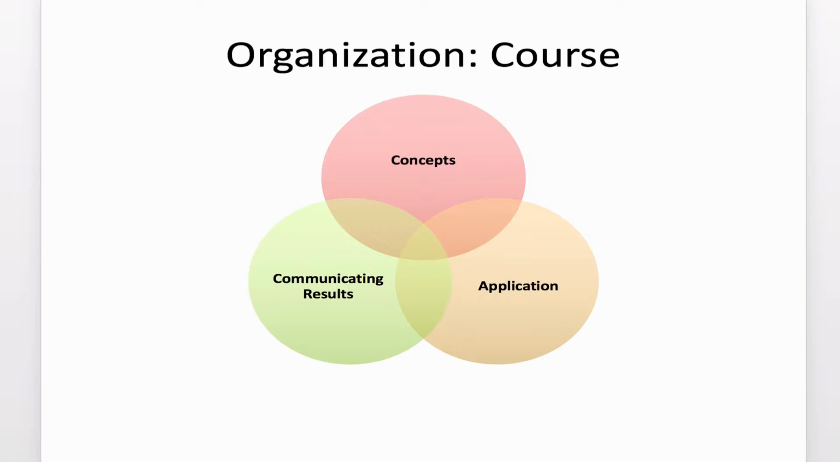There's one way to look at the organization of this course in terms of 3 constructs. One is the statistical concepts: measures of central tendency, measures of variability, probability, those kinds of concepts. Then we're going to apply these concepts to real life kinds of situations. And finally, how you communicate your results is about as important as the accuracy of your results.